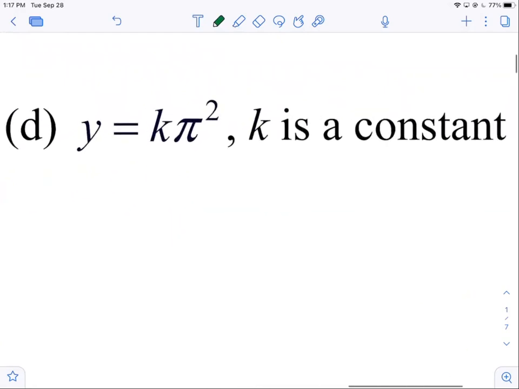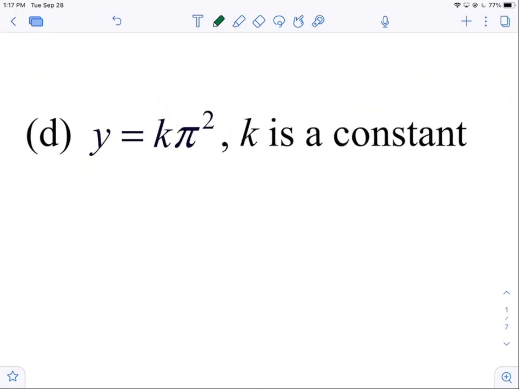And then look at this, part D. If y is equal to k pi squared, where pi is the typical pi and k is some constant, then what would the derivative of y with respect to x be? 0. Yeah, it's still 0, right? Because a constant times a constant is a constant.